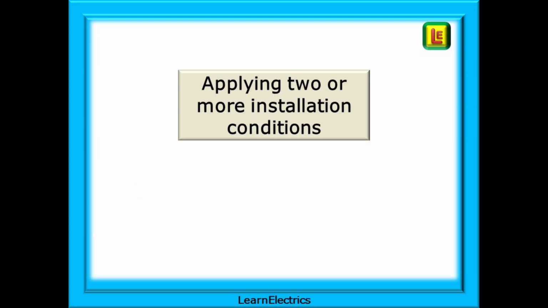Those were single condition examples. What happens if we apply two or more insulation conditions to the same cable at the same time?